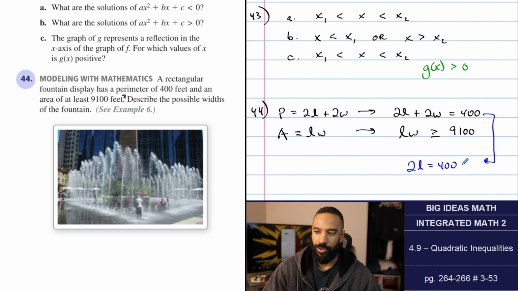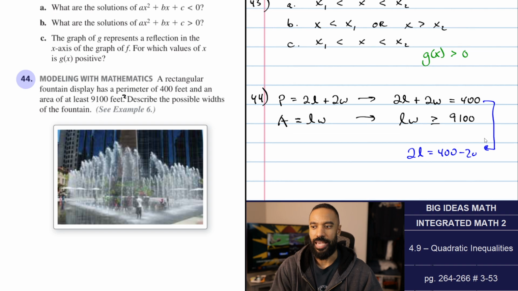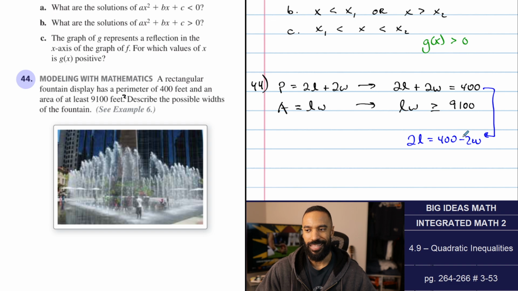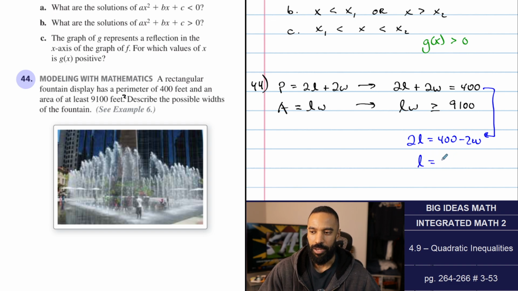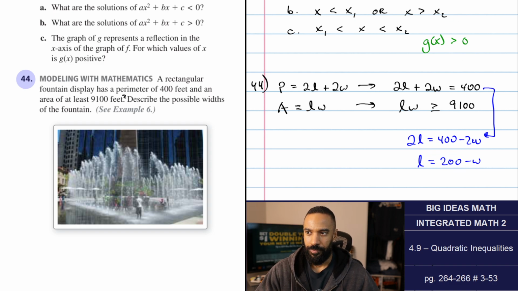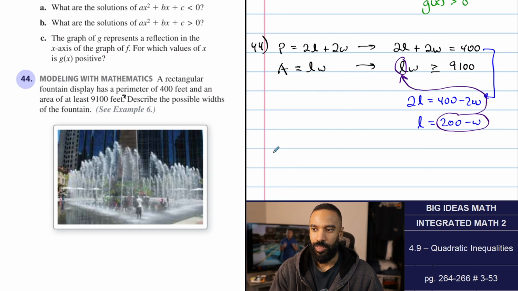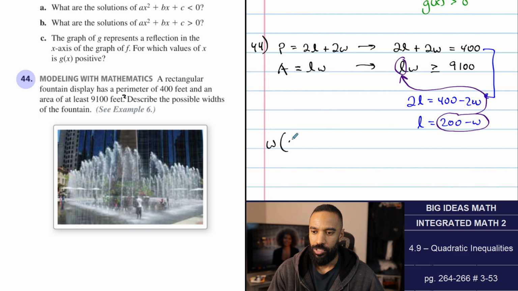2L is 400 minus 2W. Whoopsie. Actually, it does matter. You want to solve for L so you can substitute in the expression that contains W. Divide by 2, you get 200 minus W. Now, this expression is going to take place of L in the inequality for area. You are now going to have an inequality that states W times 200 minus W is greater than or equal to 9,100.